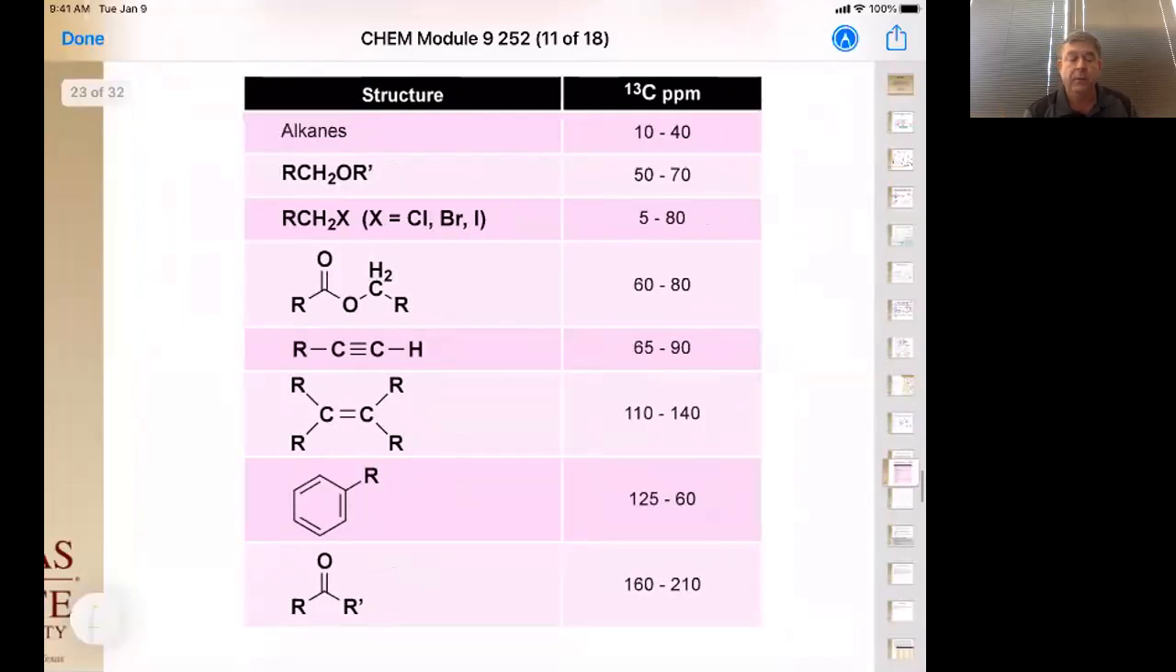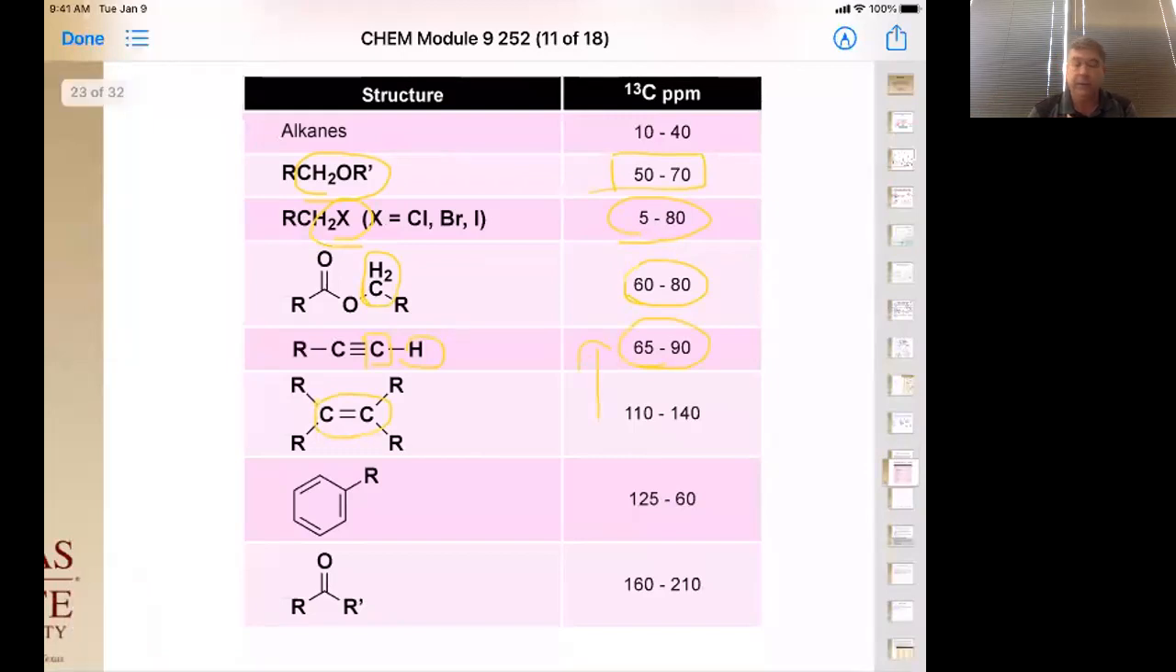So for example, with an oxygen on here, they're going to be shifted to 50 to 70 ppm instead of just 2 to 3 ppm. With a halogen on there, it gets shifted all the way from 50 to 80 ppm. By the time you put an ester on here, you're shifting it up even higher, where you have the 60 to 80 right here. The alkynyl carbons are a little bit higher at 65 to 90. The alkenes are higher still. Remember, the alkynyl hydrogen was lower than the alkenyl hydrogen as well.